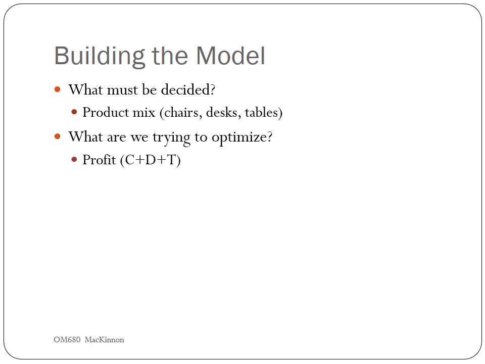Well, that's our next question. What are we trying to optimize? In this case, it is the profit. It's the profit from chairs and desks and tables combined. So, what are we deciding? What are we trying to optimize? Essentially, what are we going to put in yellow? What are we going to put in green?